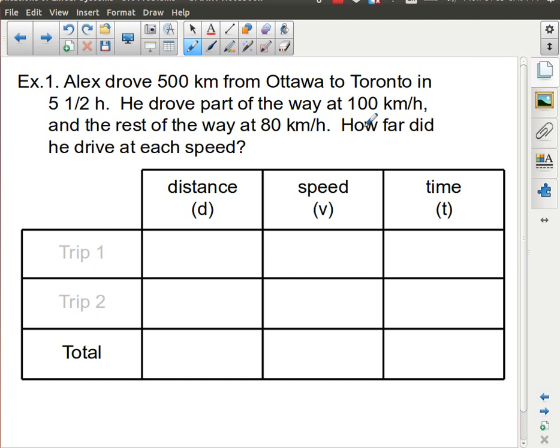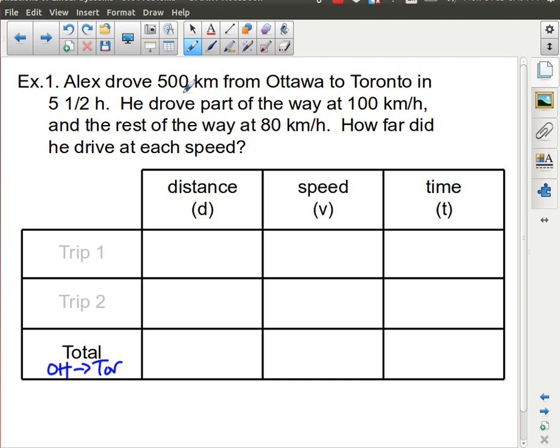And this is a pretty typical question, and for most of these questions you can set up this fairly typical table. You can see this table is broken up into 2 trips and then a total. If you look at what we've been given here, we actually have been given information about the total. First of all, the total is from Ottawa to Toronto. Okay, so that's the first part.